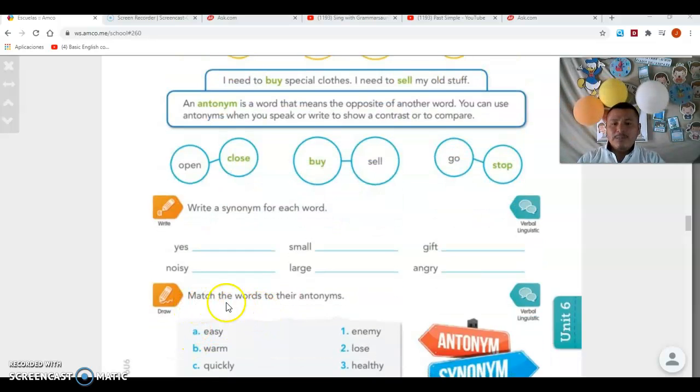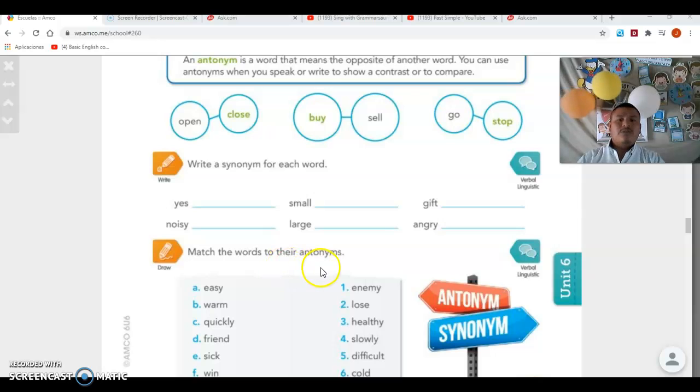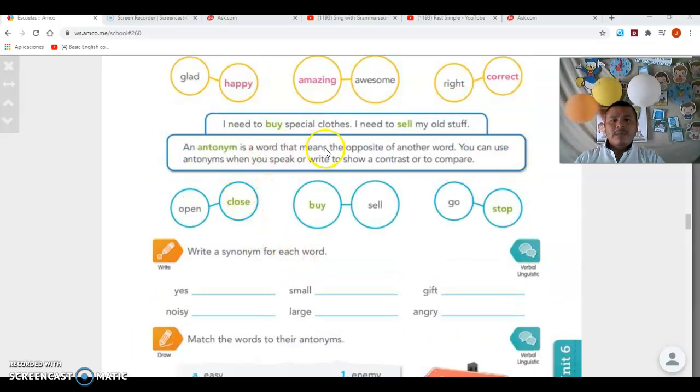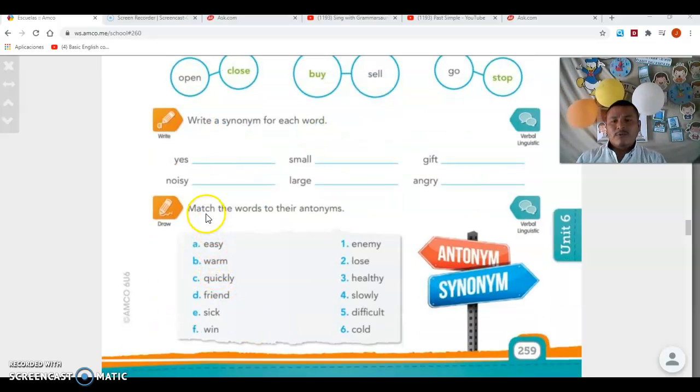And on this part, guys, you need to do match the words to their antonyms. Okay, easy. Remember antonym. What is an antonym? That means the opposite. Okay, so the other word, it is very different. Okay, and the opposite of another word. Okay, so let's see. I'm going to give you some example right here. It says match the words to their antonyms. So for example, if it's easy, what is the opposite of this word? Easy. Difficult.